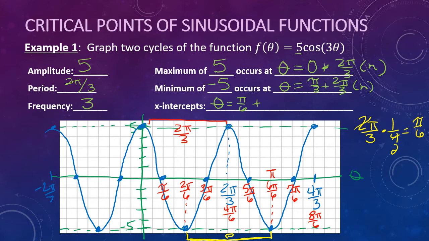But this time, if you look at the distance between x-intercepts, it's really not a full period. So a full period was 2 pi over 3, but this is really half a period between each x-intercept, because there's 2 x-intercepts per cycle. So 2 pi over 3 times 1/2 is going to give me pi over 3. So this time, the distance right here from here to here is only going to be pi over 3. So I'm going to add pi over 3 times the number of rotations.